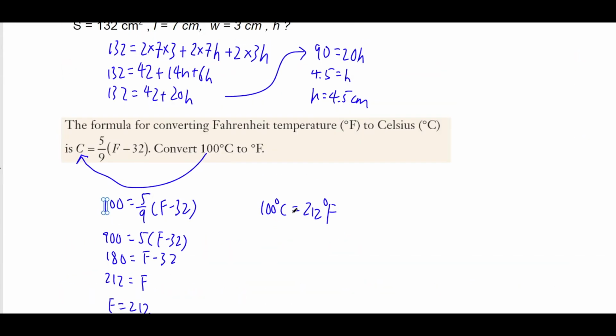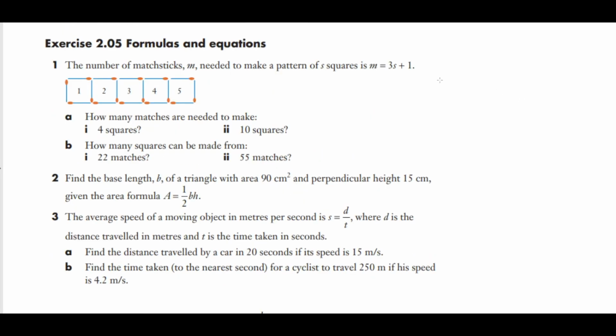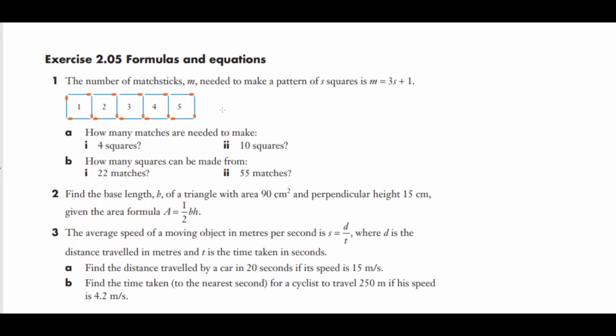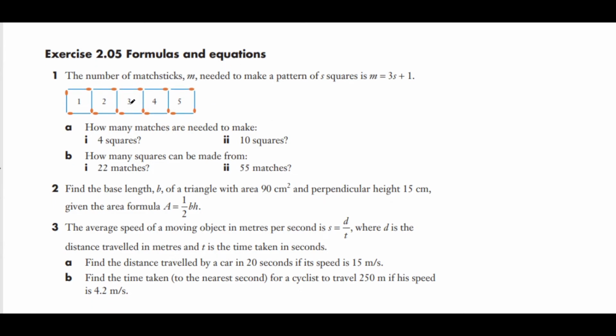All right. So these are the only 2 examples that they've given us. So I'm going to go through some of the questions in the homework. Okay. All right. So this is the homework, exercise 205, formulas and equations. Let's just take a look at the first one. So I think these questions are pretty easy, all right? So the number of matchsticks needed to make a pattern of S squares is M is equal to 3S plus 1. So what that means is S is the number of squares, M is the number of matches, which makes sense because squares start with S, matches start with M. How many matches are needed to make 4 squares?